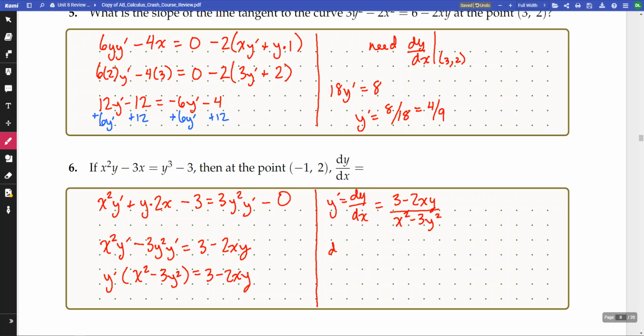Now, dy/dx evaluated at the point x is negative 1, y is 2, is therefore going to be 3 minus 2 times negative 1 times 2, the x value and the y value, all over negative 1 squared minus 3 times the y value squared. And if you need to simplify, you can, but for our purposes, we want to make sure you can get to this step of the implicit differentiation correctly.